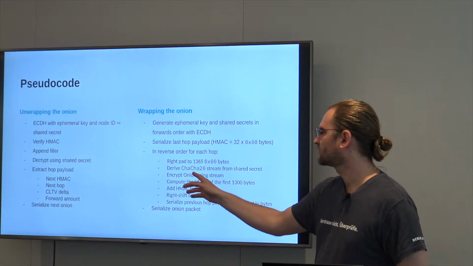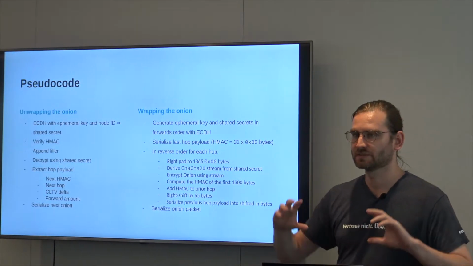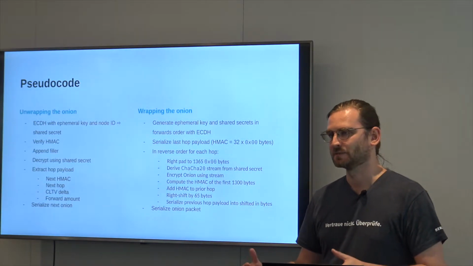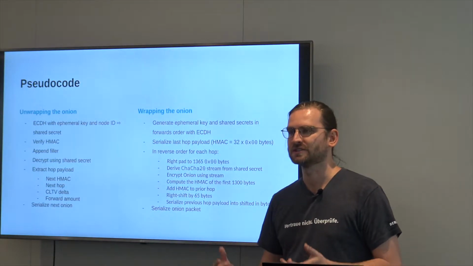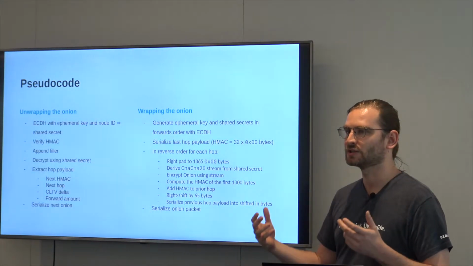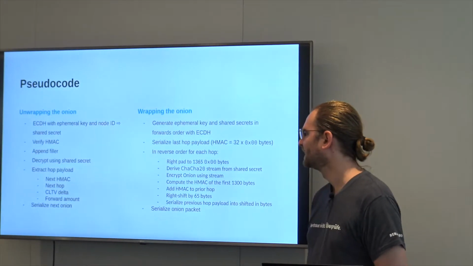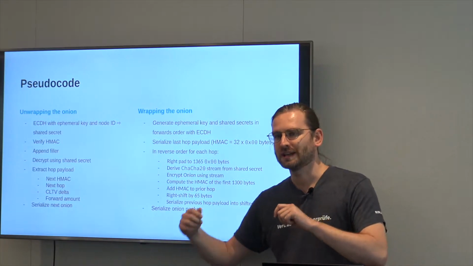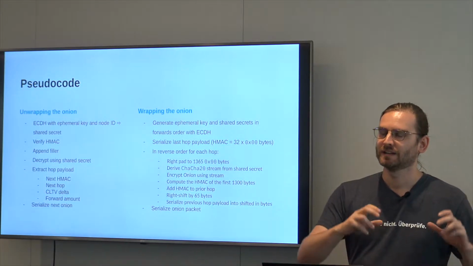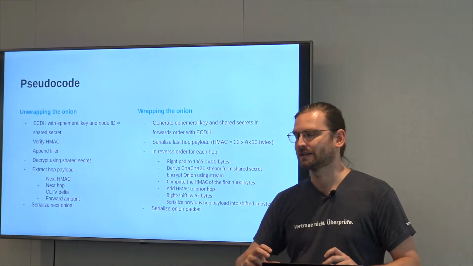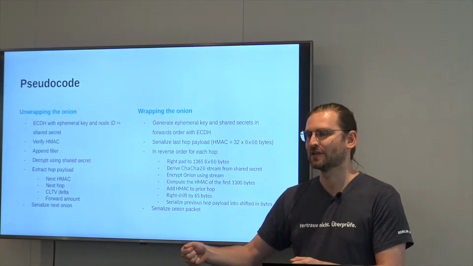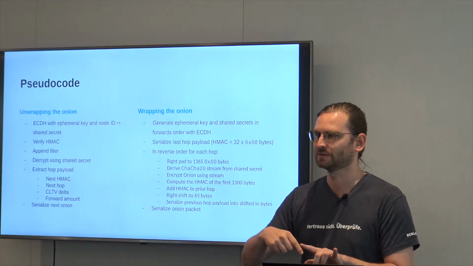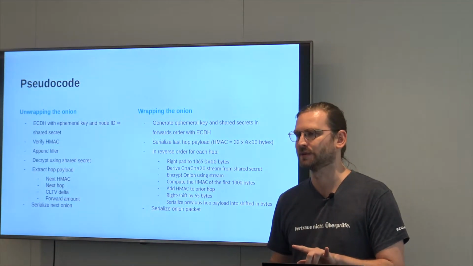We derive the ChaCha20 stream from the shared secret. This is what we are going to use to encrypt. By the way, the encryption scheme and decryption scheme is XOR, so they are symmetric, which makes this whole thing a lot easier. We encrypt the onion, we compute the HMAC, put the HMAC inside of the payload, then serialize the payload inside, and we right shift this whole thing once, making room for the previous payload, which is the one we are currently processing.